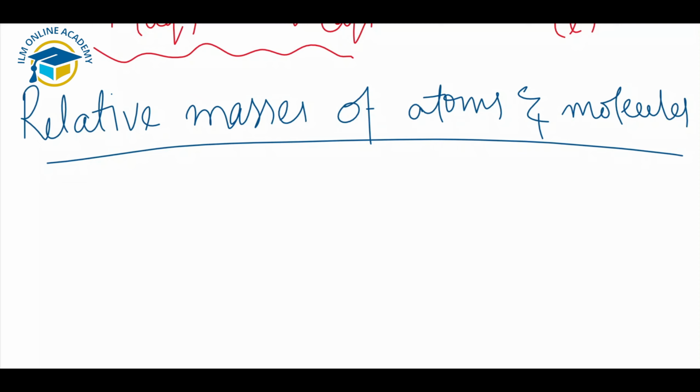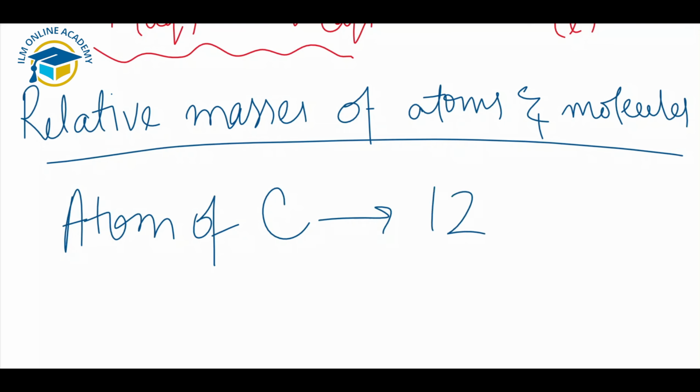We have a standard: the atom of carbon. The atom of carbon is used as a standard and is given a relative atomic mass of 12. In simple words, relative atomic mass, represented by Ar, is the average mass of the isotopes of an element compared to 1/12 of the mass of an atom of carbon-12. This is the relative atomic mass of any element. The relative atomic mass of carbon is 12 and the relative atomic mass of oxygen is 16. This is how the relative atomic masses are compared, and these are shown here.